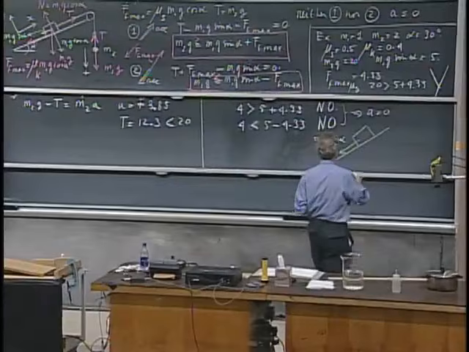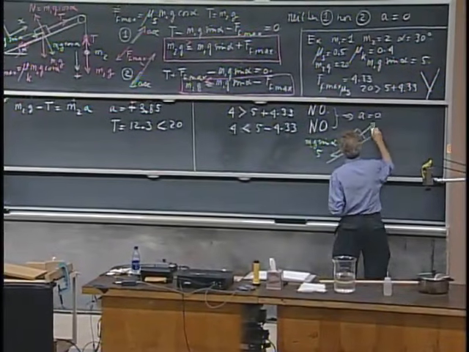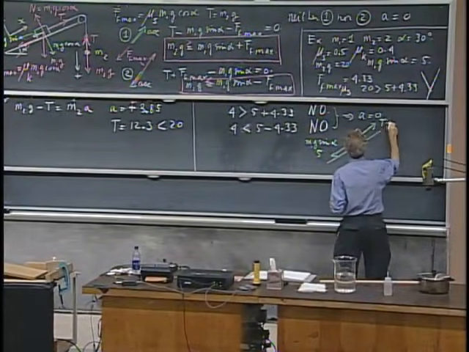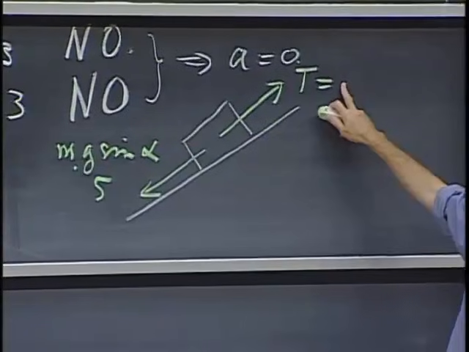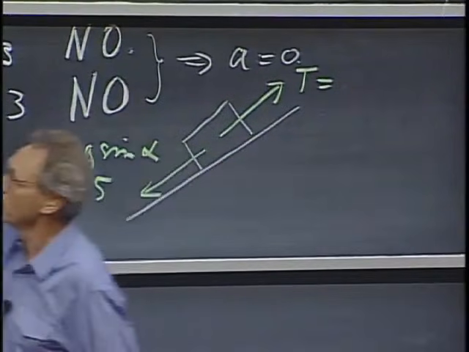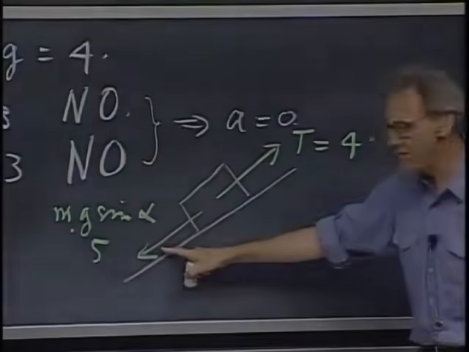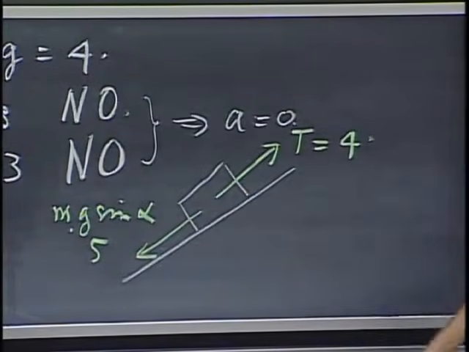I also know that we have tension here, and the tension must be m2g, because the object is not being accelerated. We're back where we were. Number 2 is not being accelerated. The tension is 4. 5 newtons downhill, 4 newtons uphill.